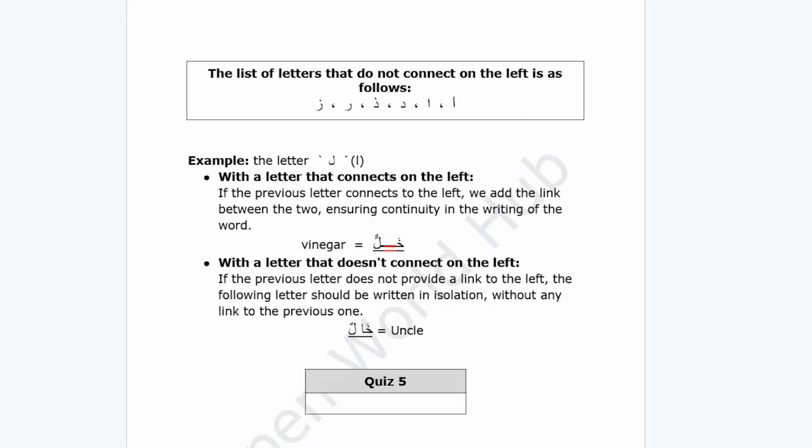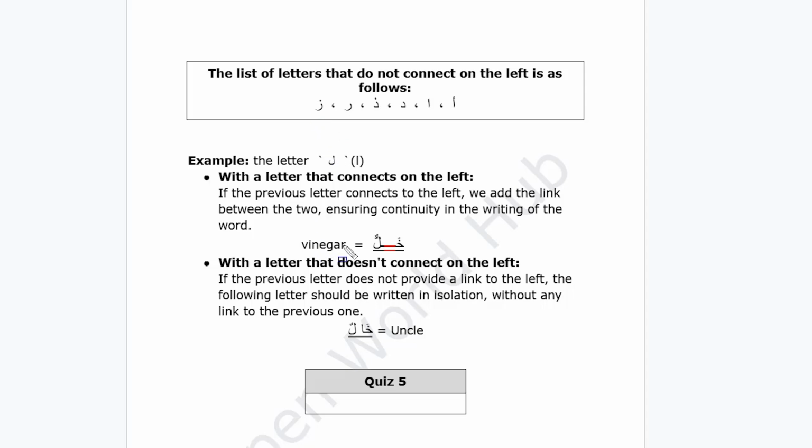Before continuing, it's important to know the letters that do not connect on the left side. Usually when we write a word, we connect all the letters together. But when we use those letters, we won't connect on the left. We will use a space between those letters and the letter that comes later. For example, the letters that don't connect on the left are A, the sign of elongation of A, Da, The, Ra, and Z. Let's get some examples.